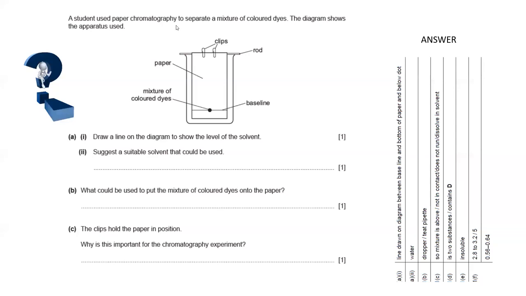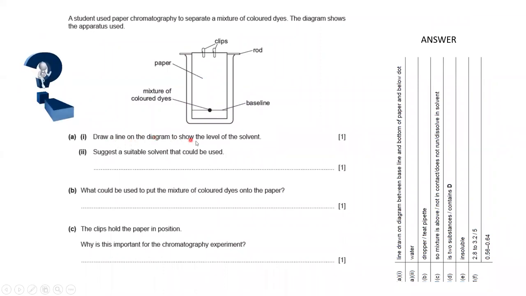Okay. Another question. These are exam questions from different past papers, different exams. The main purpose is not that you have to memorize them. It's to improve your understanding related to the topic. A student uses paper chromatography to separate a mixture of colored dyes. So there are colored dyes, and the student is separating those colored dyes. This diagram is showing the apparatus which the student used.